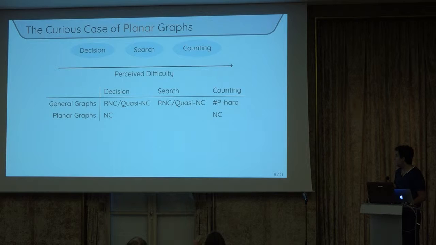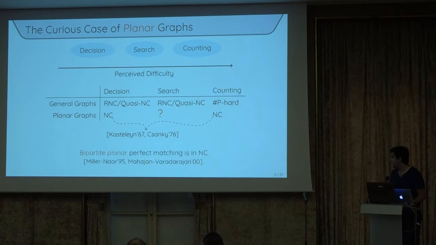So this table has had an empty slot over here. So we knew how to count, which implied that we knew how to solve the decision problem, but we didn't know how to find the perfect matching in NC. So this result, which allows you to count perfect matchings in planar graphs, is due to Kasteleyn, who basically reduced the problem of counting to computing a determinant. And then some years later, Csanky showed that you can compute determinants in NC. Okay? So yeah, the search problem was open.